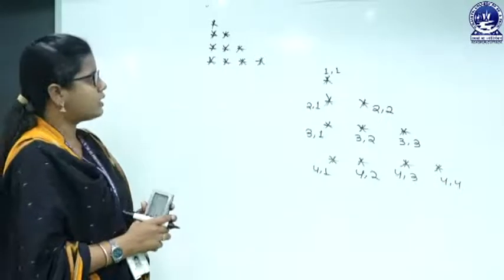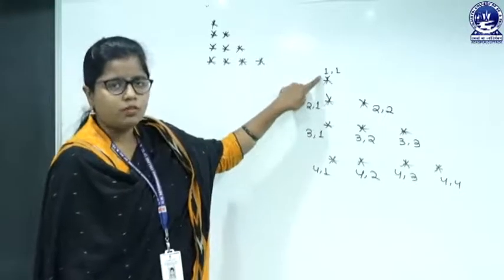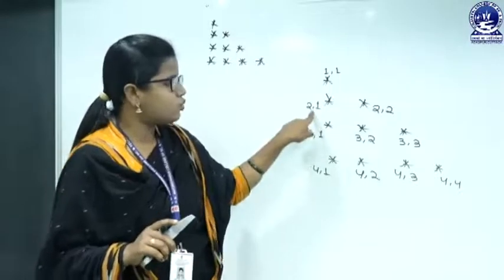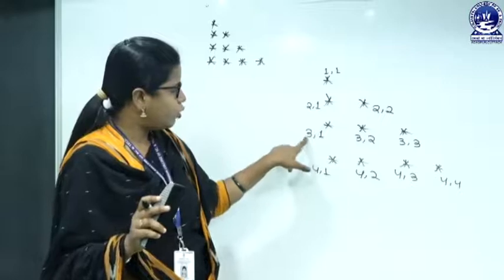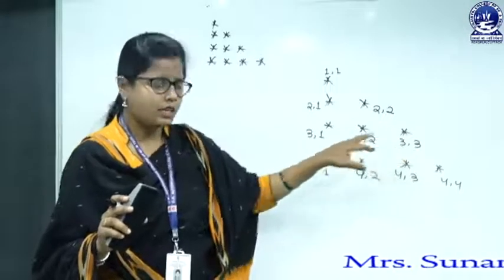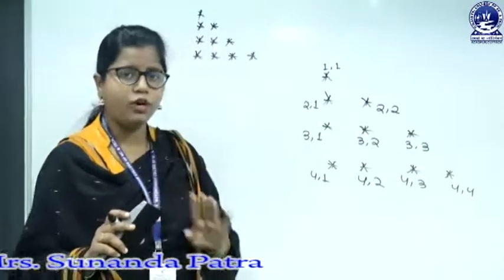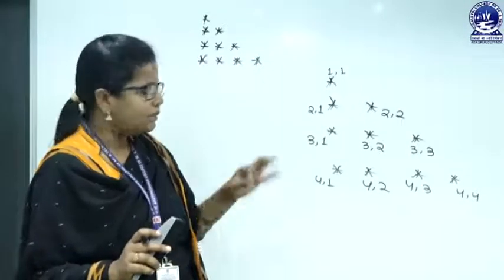So what is the logic? Here, when the row number is 1, we have to print 1 star. When the row number is 2, we have to print 2 stars. When the row number is 3, we have to print 3 stars. And when the row number is 4, we have to print 4 stars. And again, what about the column?